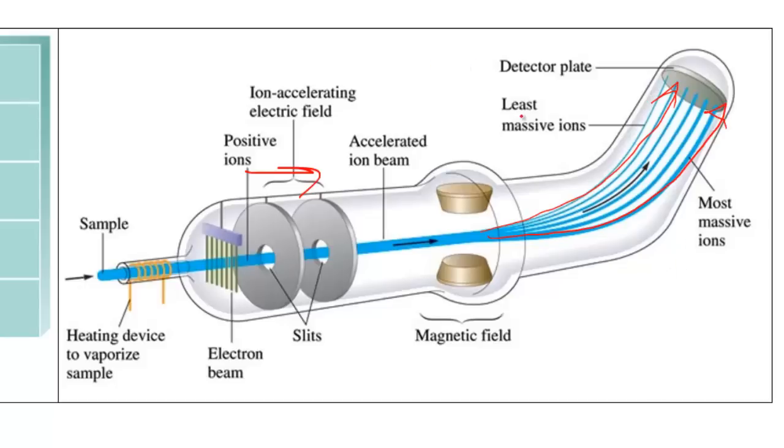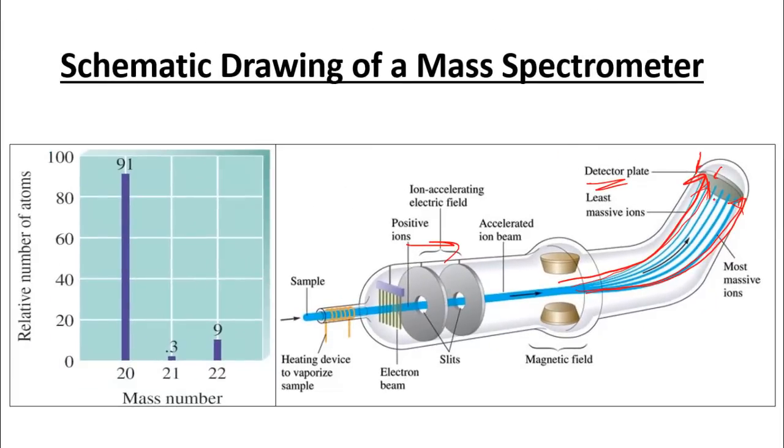Well, when they're least massive, the deflector has more impact on them, so it deflects them more and they shoot up more up to this area. And the more massive particles, they don't want to change their direction very much, so therefore they deflect least and end up over here. So the detector basically counts how many particles are hitting here and how many particles are hitting here and so forth, and the output of it looks something like this.